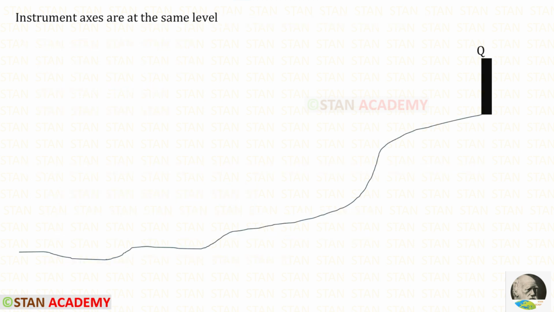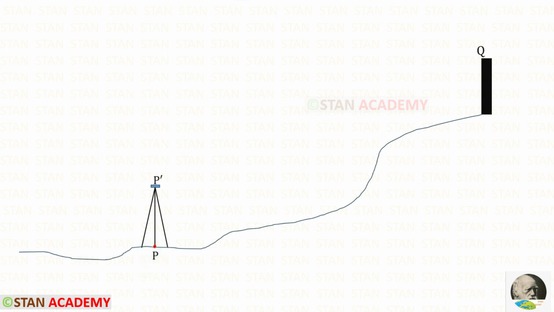Let us assume that this object is a tower, and let us assume that we cannot go to the base of the tower due to the obstruction or it is very far away. Let us keep Q as the top of the tower. We need to find the reduced level of the top of the tower. This is the ground from where we are going to take the readings. In the ground, let us fix a point. Let us keep the point as P, and in the point P, we have to install a theodolite.